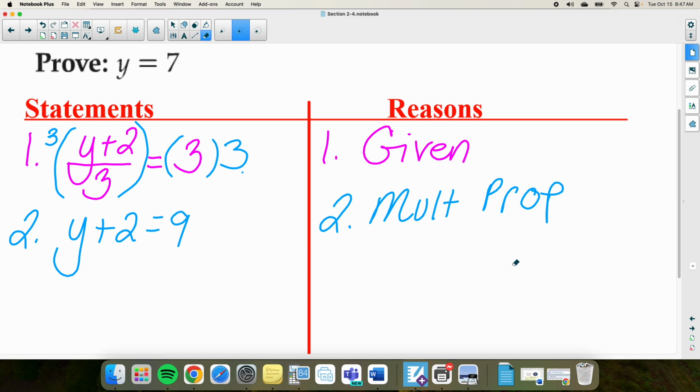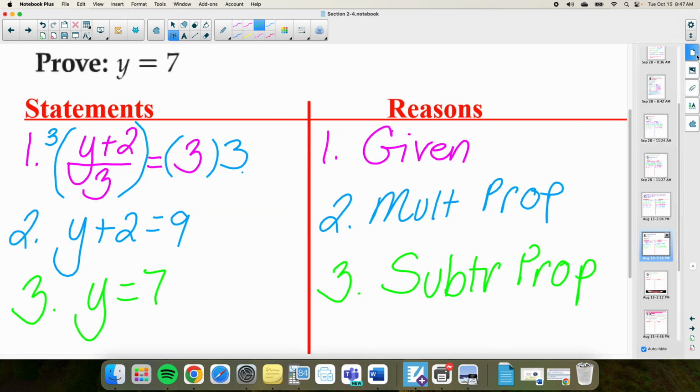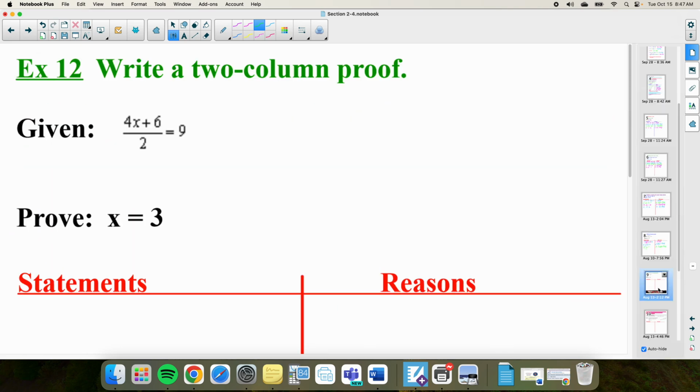Now we need to solve. So what would you do next? We would subtract and we would get y equals 7, which is what we wanted. And make sure you go SUBTR prop. Okay? All right, last one.